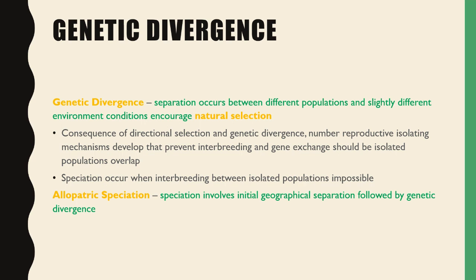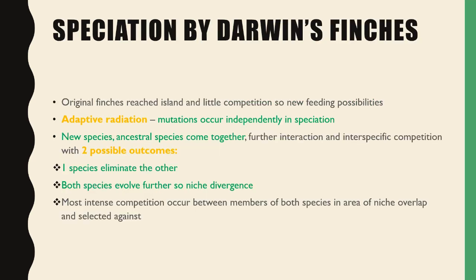Genetic divergence is a separation that will occur between different populations, and there will be slightly different environmental conditions that will encourage natural selection. The consequence of directional selection and genetic divergence is that a number of reproductive isolating mechanisms develop that prevent interbreeding and gene exchange should the isolated populations overlap. So speciation will occur when interbreeding between isolated populations becomes impossible, and there's this thing called allopatric speciation, where speciation involves initial geographic separation followed by genetic divergence. This is what we're going to talk about now in Darwin's finches.